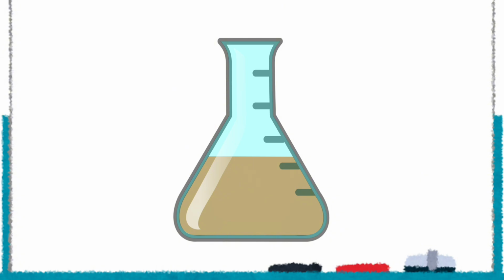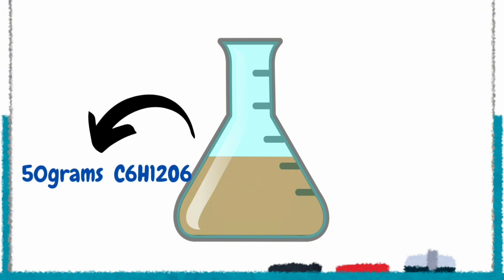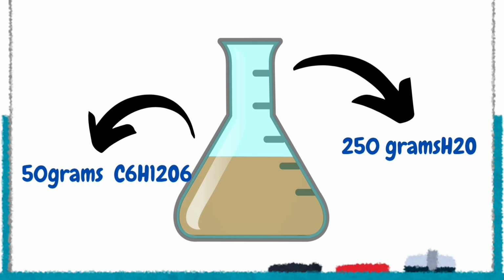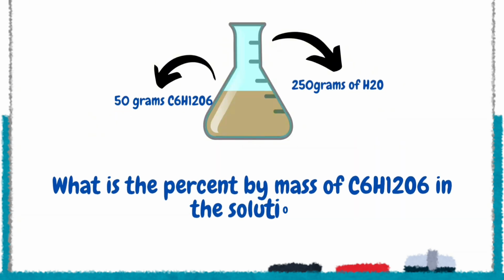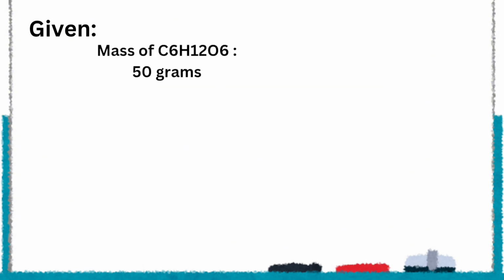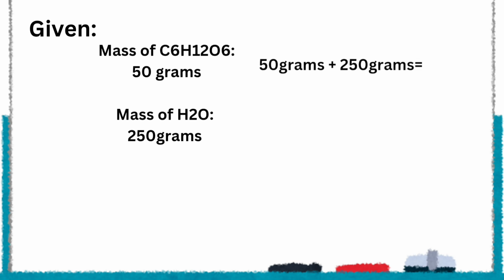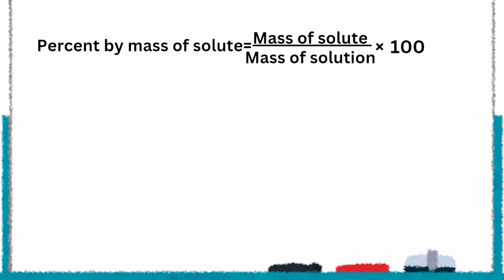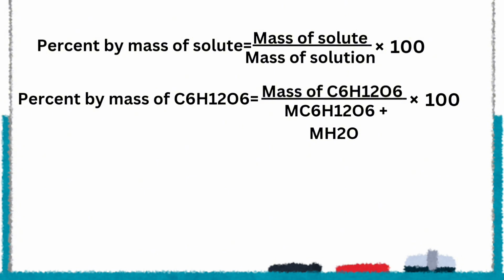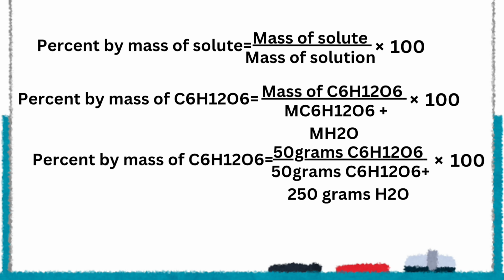Here's another example. A solution contains 50 grams of sugar and 250 grams of water. What is the percent by mass of sugar in the solution? Same process, we need to calculate the mass of solution first. 50 grams of sugar plus 250 grams of water is equal to 300 grams. Now that we have the mass of solution, all we need to do is to get the percent by mass of sugar. Let's state the formula first. Percent by mass of sugar is equal to mass of sugar over mass of solution multiplied by 100. Then, substitute the values.